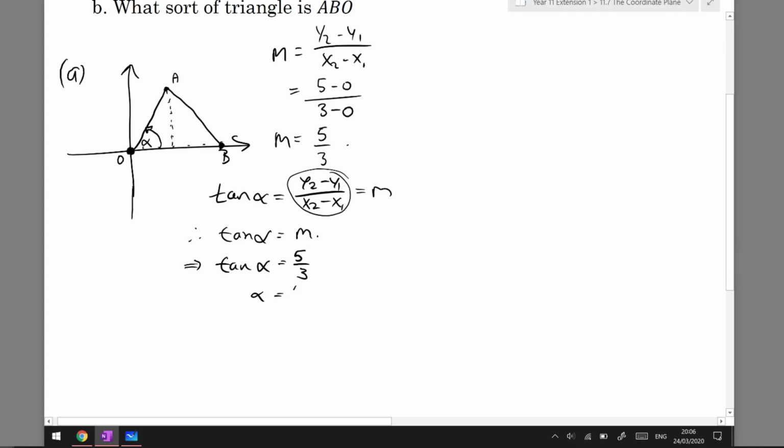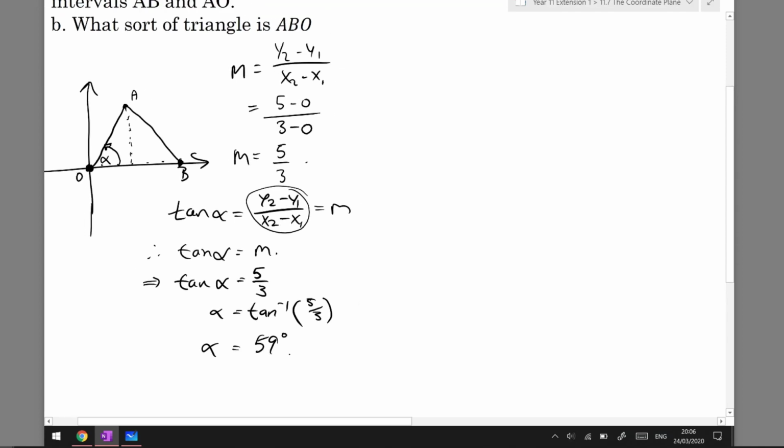Using my inverse tan, I can work out that alpha must be tan^-1 of 5 over 3. Now we're going to put this in our calculator to work out what alpha is. Remember you have to press shift and tan on your calculator. To do that, we get 59 degrees, rounded to the nearest degree. Okay, so that's that one done.